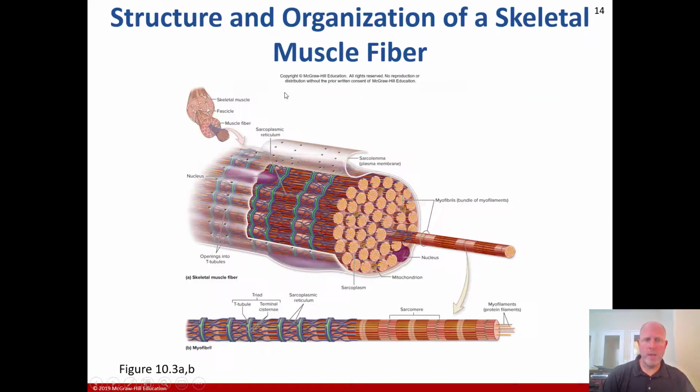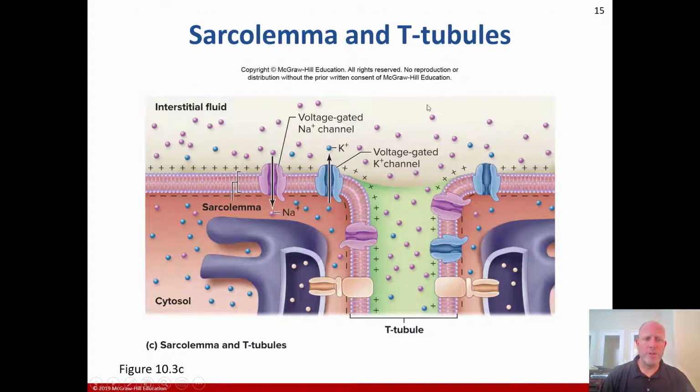For our sarcolemma and our T-tubules, we have interstitial fluid on the outside of that muscle cell. We have our voltage-gated sodium channel, like we do with a lot of cells, and our voltage-gated potassium channel. Like most cells, sodium wants to enter and potassium wants to leave to help balance the equation between the interstitial fluid and the internal aspects of the muscle fiber, past that sarcolemma, inside the cytosol, the cell. And of course, here's a T-tubule separating each individual muscle fiber.